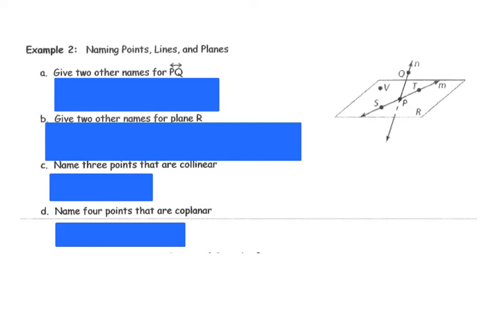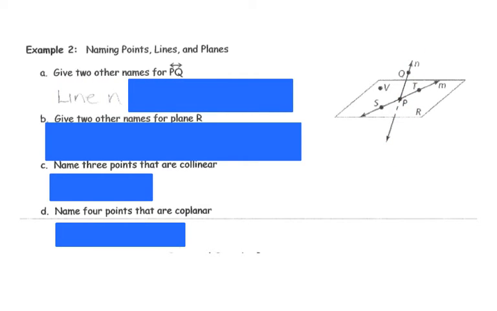All right, naming points, lines, and planes from a figure. So notice you have a figure here, okay? And I'm going to ask you a few little questions, and all I need you to do is name the point, line, and planes. So give two other names for line PQ. What other names can we give to line PQ?